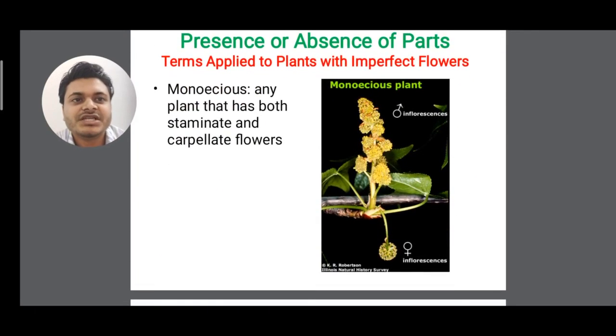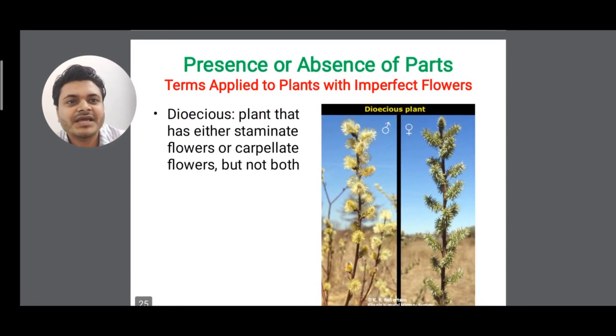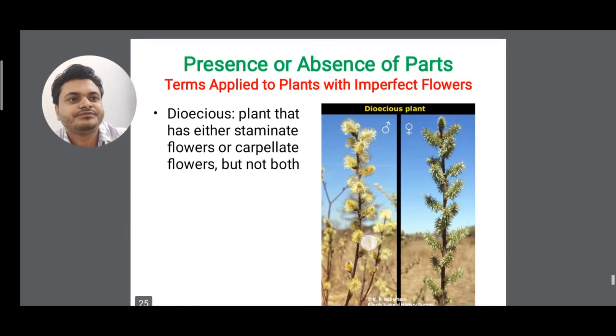Now monoecious, what is monoecious? Monoecious means in one plant both carpellate and staminate flowers will be present. And what is a dioecious plant? That means a plant has either stamen or carpel. That means all unisexual flowers are called dioecious flowers, and all bisexual flowers are called monoecious flowers.